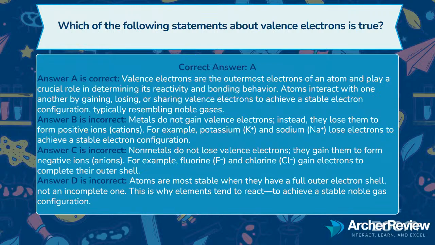They, for lack of a better way of saying this, they want all 8 in their outer shell. Remember that the first shell is 2 electrons, and every shell after that has a maximum of 8, and they really want to have that 8. And so that's what makes them more stable.